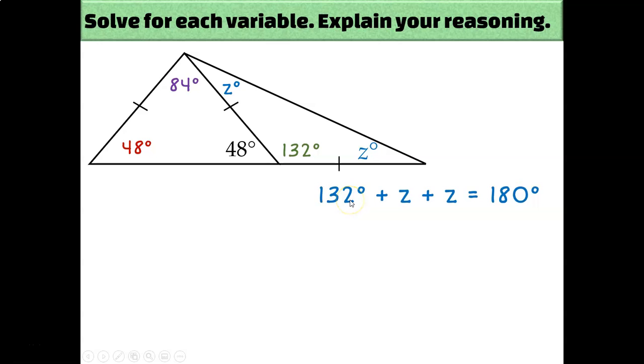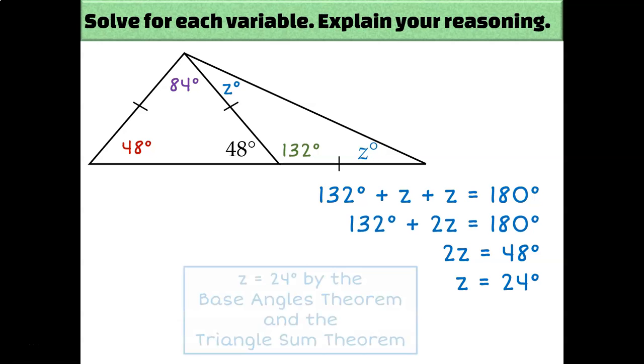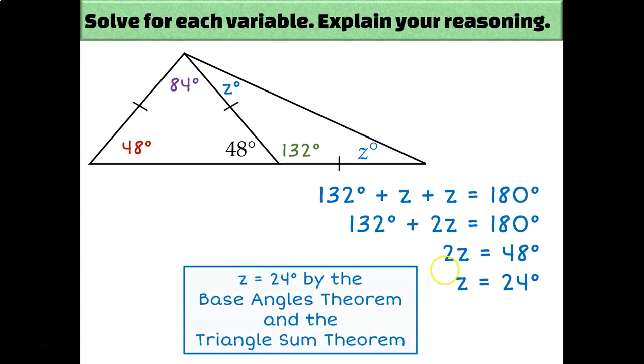So one of the base angles is z, which means the other base angle must also be z. So I can say that 132 plus z plus z is equal to 180. So z and z gives me 2z. 2z equals 48. So z must equal 24 degrees because of the Base Angles Theorem. That's what allowed me to apply z to this angle measurement right here. And also the Triangle Sum Theorem. That's what allowed me to add all three angles up to 180 degrees.